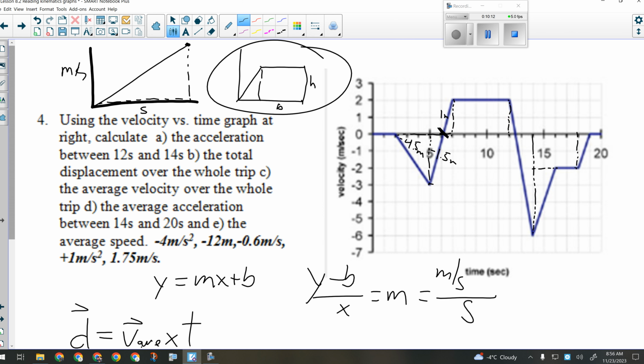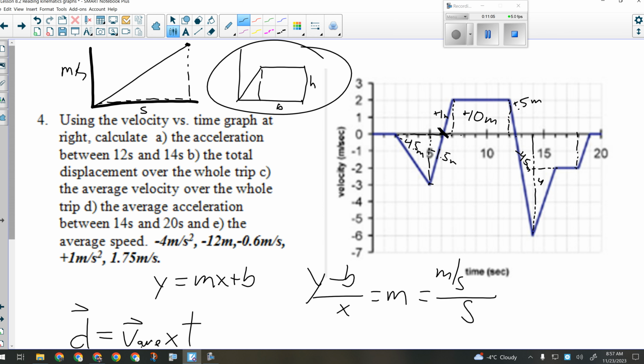Okay, and then I've got this triangle here that goes all the way down to -6. So -6 times 1.5 on the base is -9, but it's a triangle, so I've got to divide it by 2, so this is going to be -4.5 meters. This triangle here goes from -6 to -2, so it has a height of -4 and a base of 2. 2 times 4 is 8, divided by 2 is 4. So that one's -4 meters.